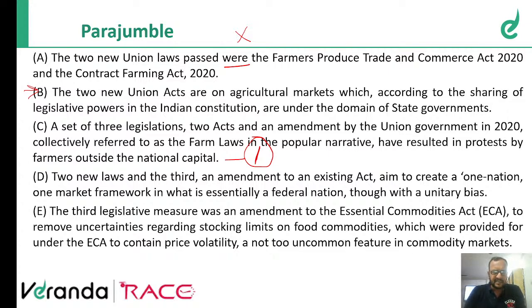Let us read C again. A set of 3 legislations, 2 acts and amendment by the Union State Governments in 2020, collectively referred to as farm laws in popular narrative, have resulted in protests by farmers outside the national capital.